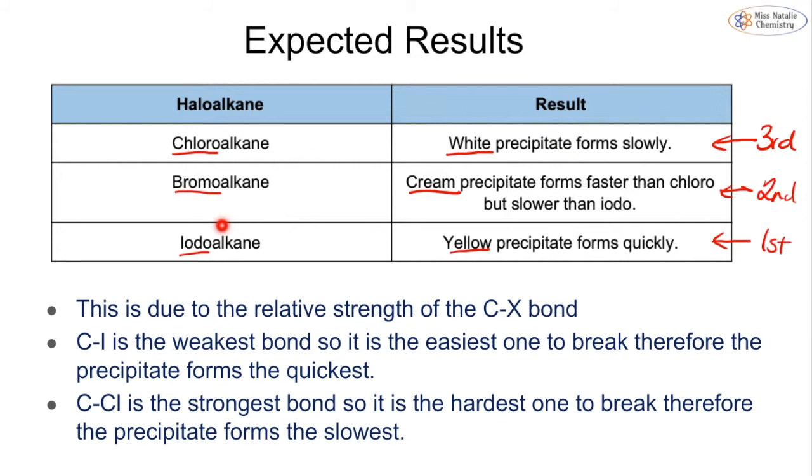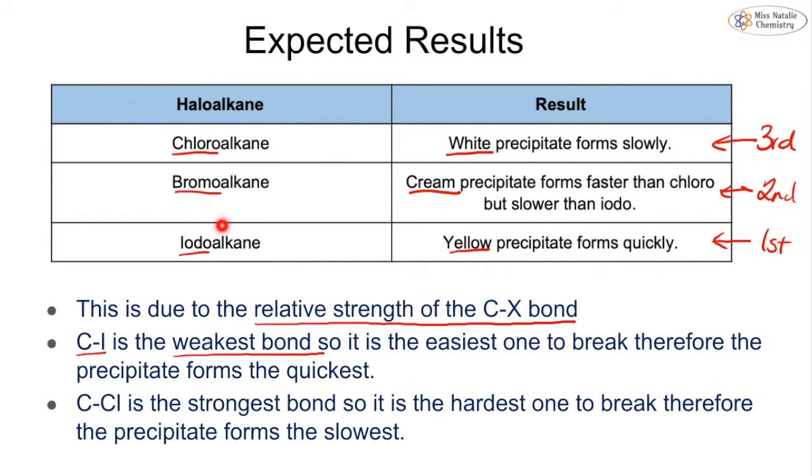Now, the reason for this, again, we go into more detail about this in the halogenoalkanes video, but just to summarise, it's all to do with the relative strength of the carbon-halogen bond. The carbon-iodine bond is the weakest one, therefore it is the easiest to break. So because it is the easiest to break, then the precipitate is going to form very quickly.